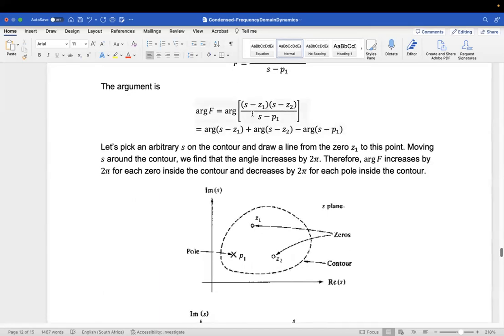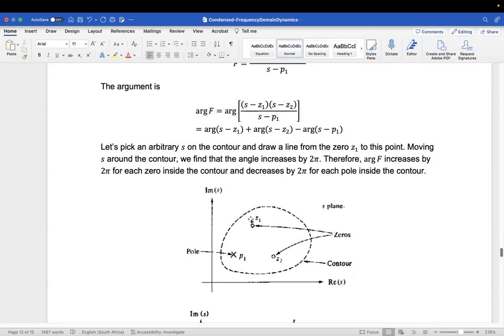So remember, we said a pole was a value of s where the function went off to infinity. And by the same token, we can define zeros. So those would be s values where the function goes to 0. And if you look at this, you can see here when s equals z1, then the function goes to 0. And then when s equals z2, then also the function goes to 0. And when s equals p1, then the denominator is 0 and the function goes to infinity. So we can see here 2 zeros and 1 pole.